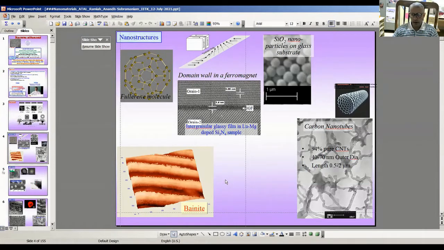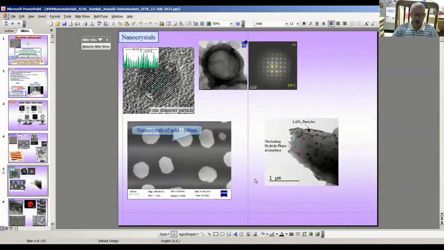And these structures, which you see here in the bayonet, some of them are in the micron scale or sub-micron scale. Carbon nanotubes are in the nanoscale regime, and you could have single-wall nanotubes or multi-wall nanotubes. So these are nanostructures. Okay. Next, we'll see some nanocrystals. And the nanocrystal you see on the left is, I think, a palladium nanoparticle.